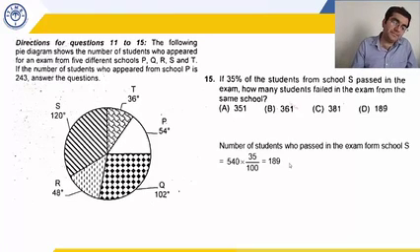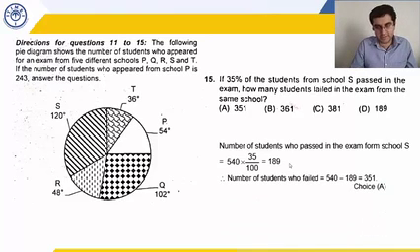That means how many failed? Out of 540, 189 passed. Then how many failed? 540 minus 189, just 351.